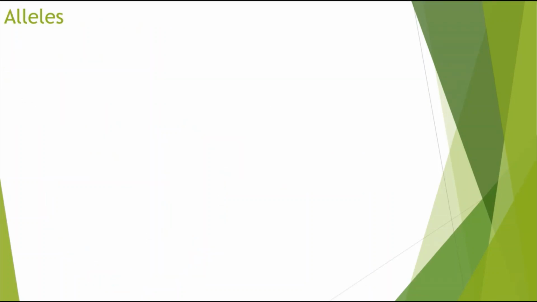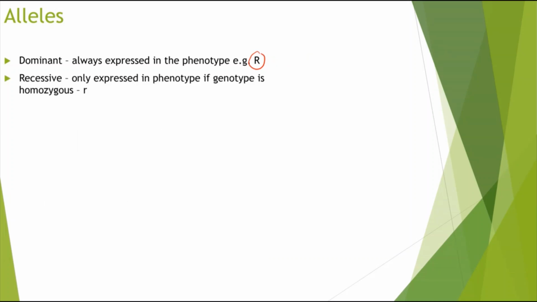Carrying on with alleles now. First, looking at a dominant allele. A dominant allele will always be expressed in the phenotype. No matter what the genotype is, if we have a single dominant allele, it will always be expressed. This is represented by an uppercase R. And a recessive allele is only expressed in the phenotype if our genotype is homozygous. A recessive allele is represented by a lowercase r.